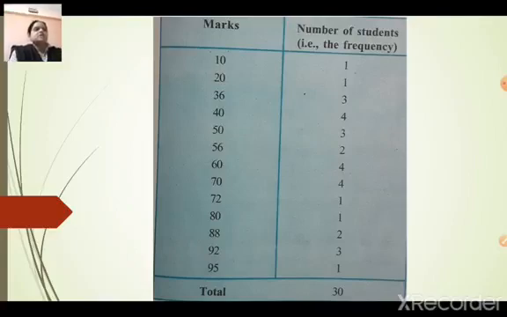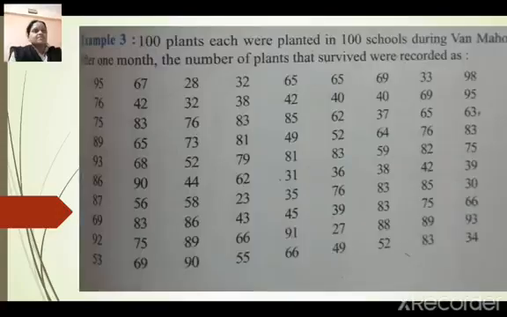So let us learn what is the meaning of a grouped frequency table. Example: 100 plants each were planted in 100 schools during Vana Mahotsav. After 1 month, the number of plants that survived were recorded as follows. Now you can see the data over here. This is very big data. The data is of 100 plants, of 1 month. Is it clear?